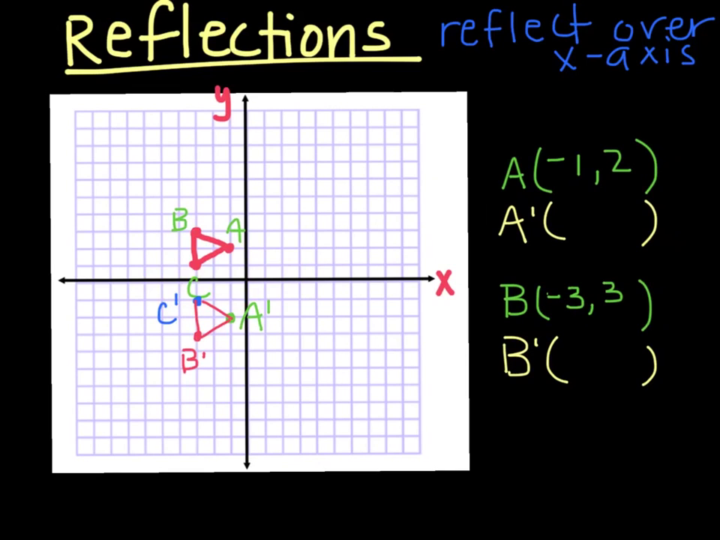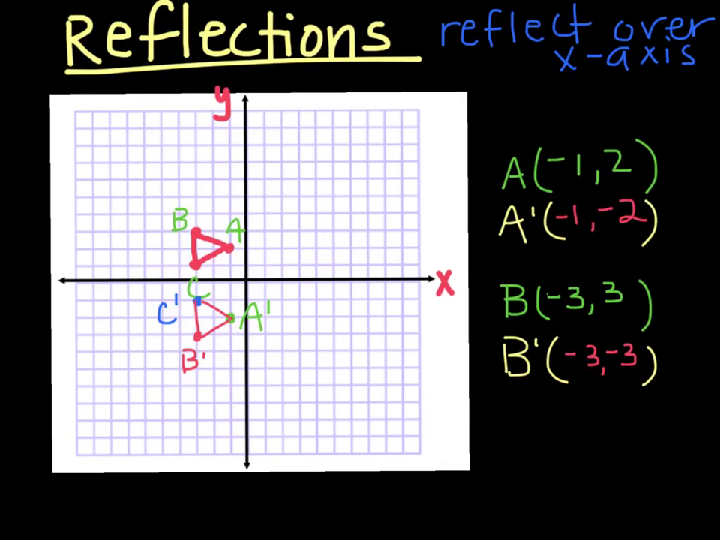So let's write the new coordinates of my points. So A prime is right here. It's -1, -2. So I'm just going to write that. All right, and then B prime, it looks like it's -3, -3. All right, so to write the rule for a reflection, let's take a look at the x-coordinates first. Look at the x-coordinates in A. It was -1, and then it was still -1. Look at B. It was -3, and it was -3. So nothing changed with the x-coordinates.